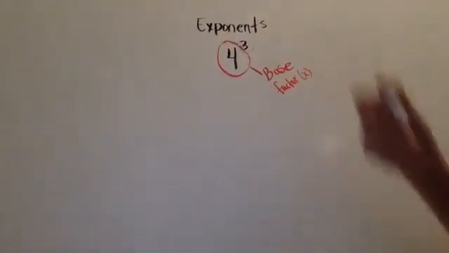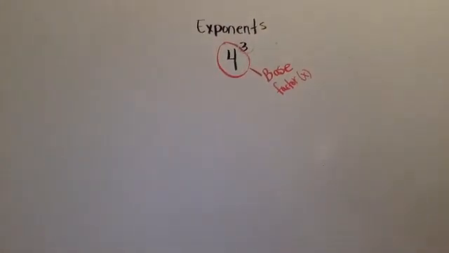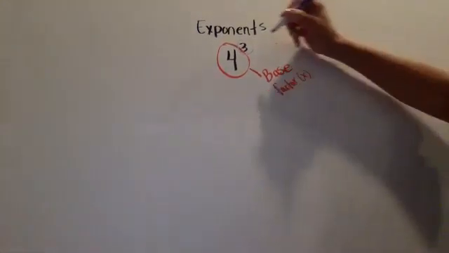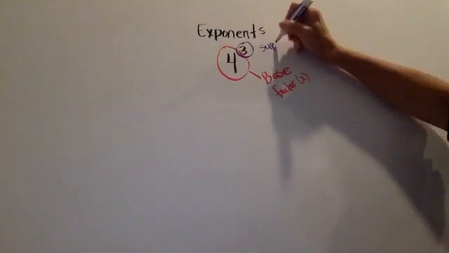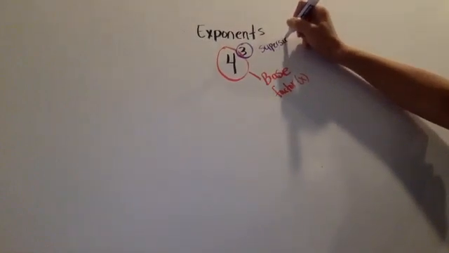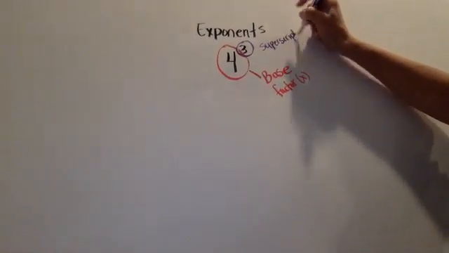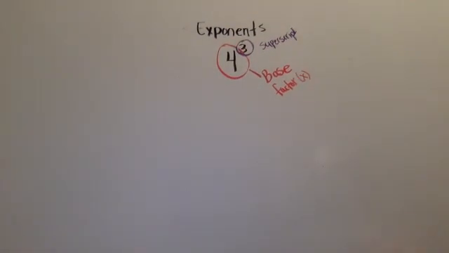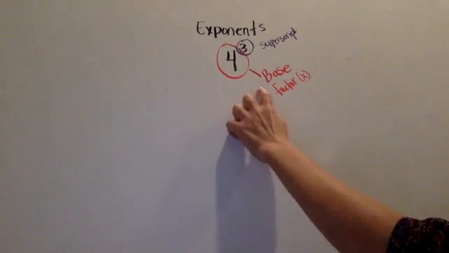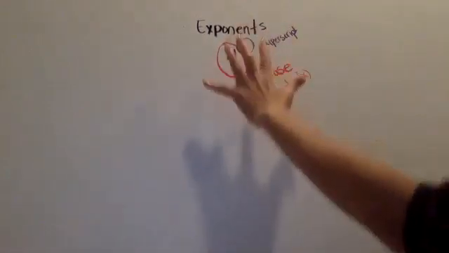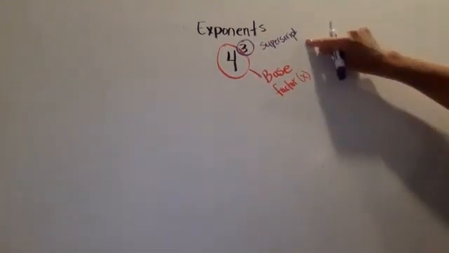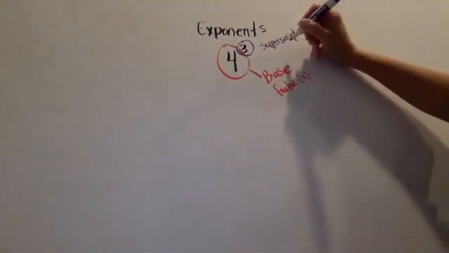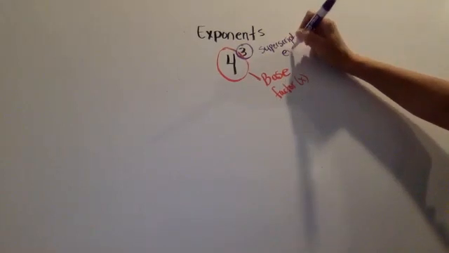I'm going to use a different color because blue is no longer good. The 3 is written as a superscript, and that means it's written above the number and it's a little bit smaller. Later in math, you will get used to seeing a subscript, below the number. But for right now in this year, we're going to be talking only about the exponent written as a superscript, and it is called the exponent itself.